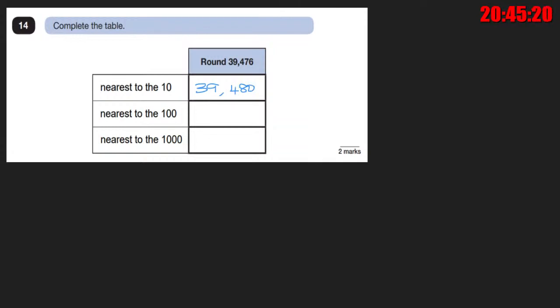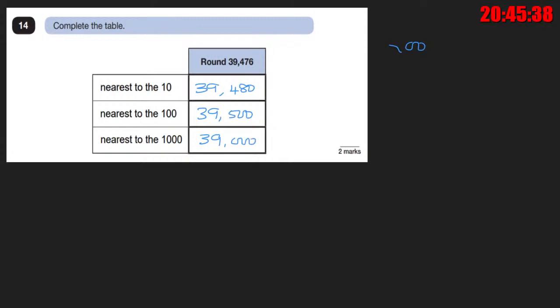And nearest to 100 means 2 zeros. So 7 is going to give 1. So 39,500. And nearest to 1000 means 3 zeros. And the answer is going to be 39,000.